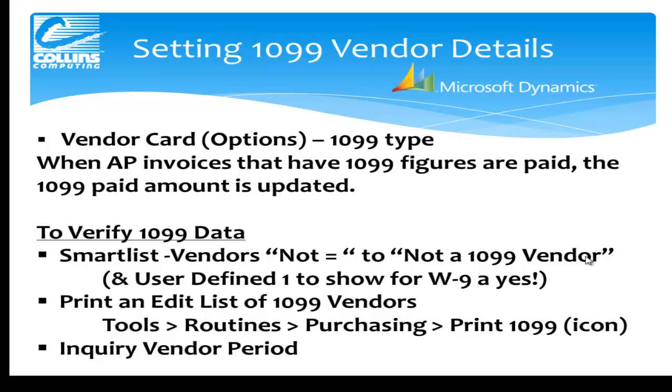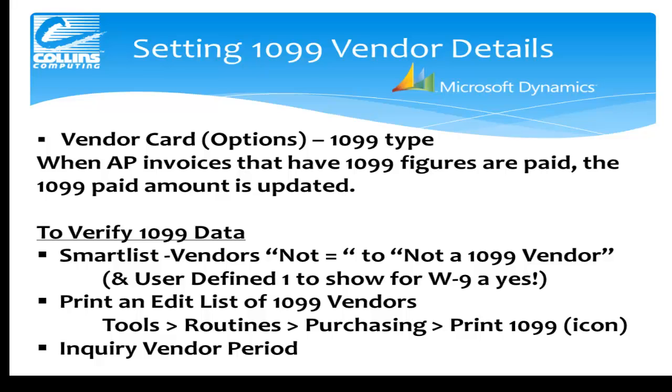The other item that we suggest our customers do is use the user-defined number 1 field in the vendor card to hold whether they have received a W-9 from a particular vendor. Now, if you wanted to print an edit list of all of the vendors that have 1099s that will print, you would go to Tools, Routines, Purchasing, and hit the Print 1099 icon, which I will show you in the next screen. Another valuable report or inquiry screen that you can look at is the Vendor by Period by Year inquiry screen.